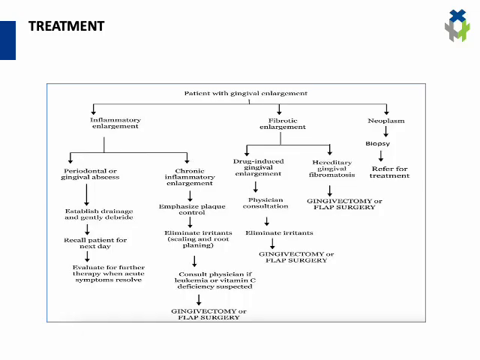When it's a fibrotic type of gingival enlargement, such as drug-induced gingival enlargement, physician consultation is important. Eliminate the irritant, substitute with another drug, and later proceed with gingivectomy or flap surgery. When it's hereditary gingival fibromatosis, you can proceed with gingivectomy or flap surgery after the biopsy report. When it's a neoplasm type, after the biopsy, refer for treatment.